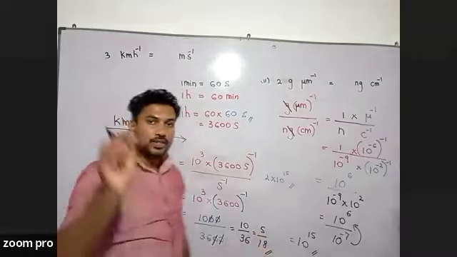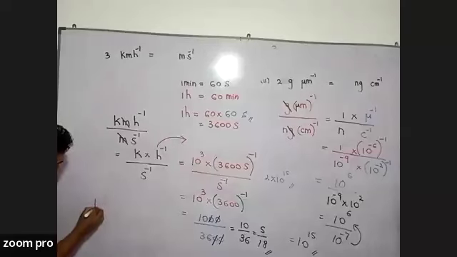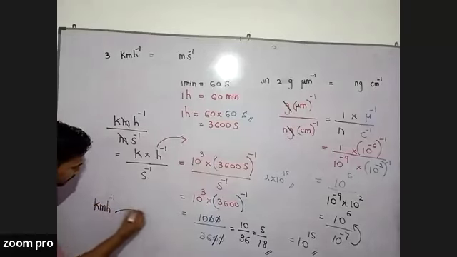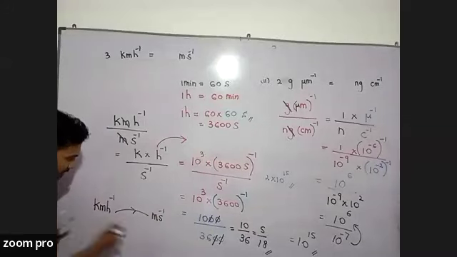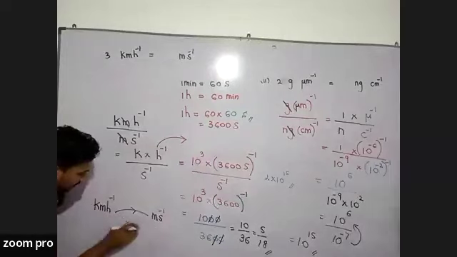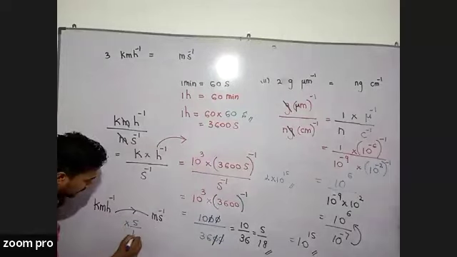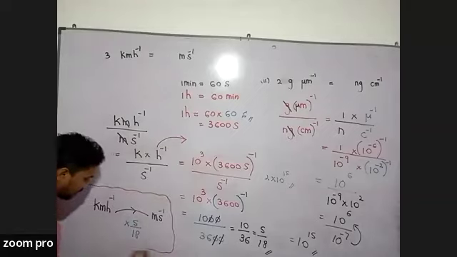So I will give you a simple method. If you are given to convert kilometers per hour into meters per second, the only thing is you have to multiply the given value by 5 over 18. This is a tricky method, right?